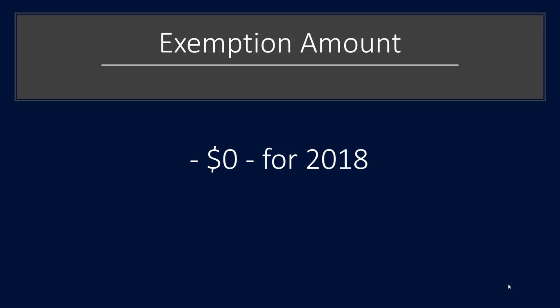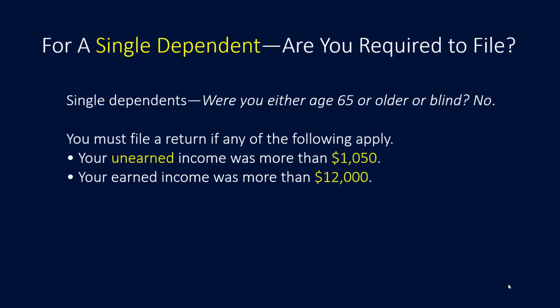As we said earlier, in recapping the 2018 tax law changes, the exemption amount is now 0 for 2018. No more personal exemptions. For a single dependent, are you required to file? Were you either age 65 or older or blind? No. You must file a return if any of the following apply. Your unearned income was more than $1,050. Your earned income was more than $12,000.